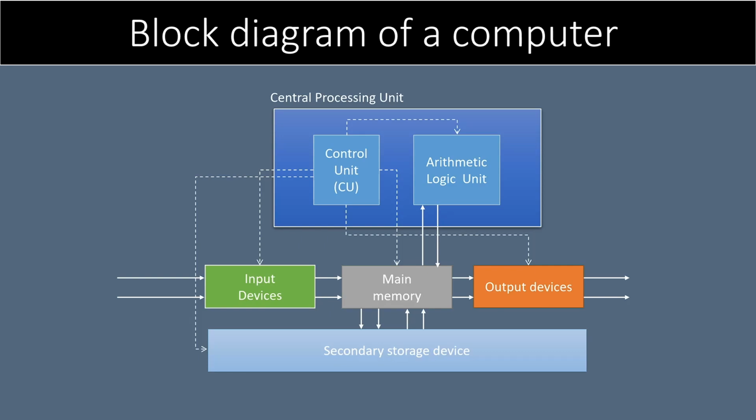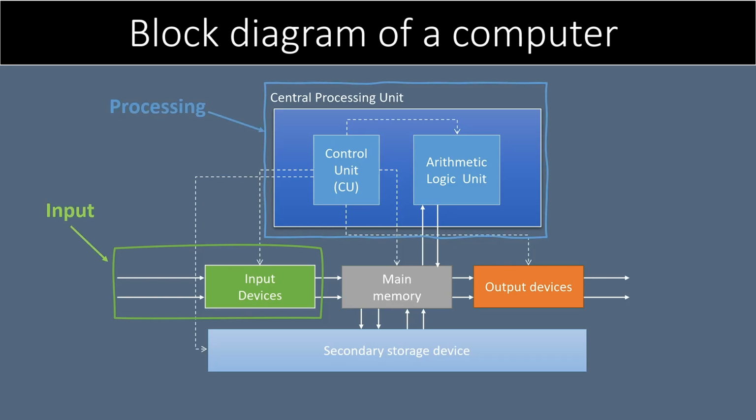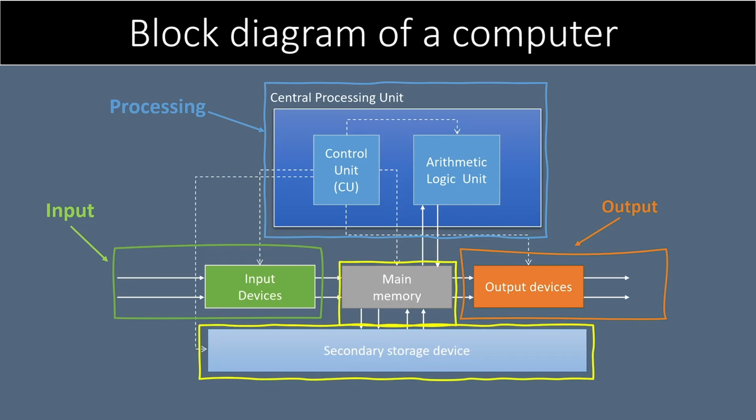Let us relate this diagram to the IPO cycle. Here, the green area represents the input of the IPO cycle. This one is responsible for performing processing, and the orange area is responsible for the output of the IPO cycle. The yellow region here is responsible for storage of program and data. That's all for this lecture.